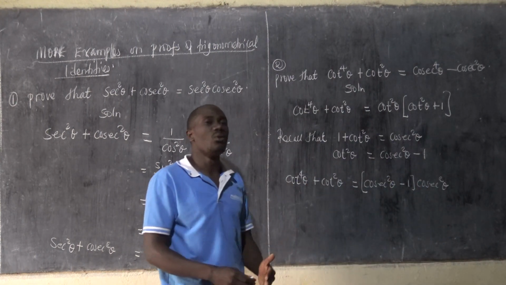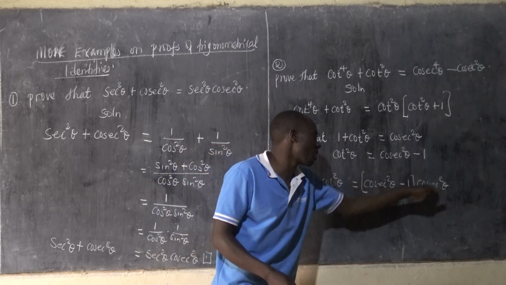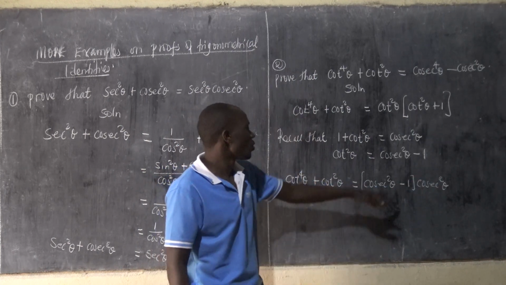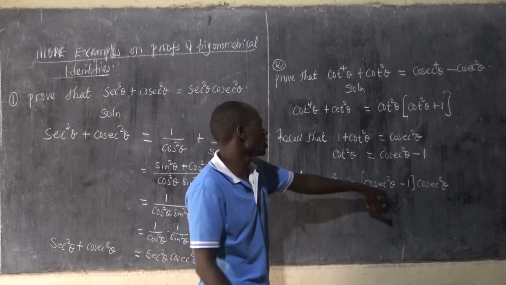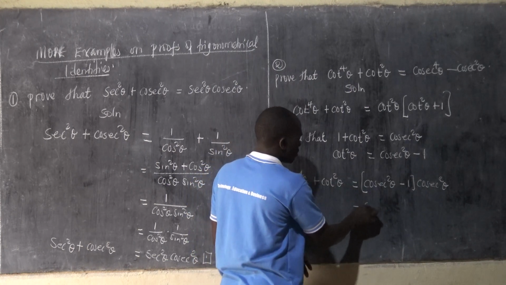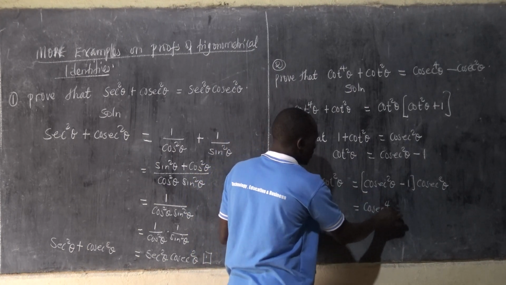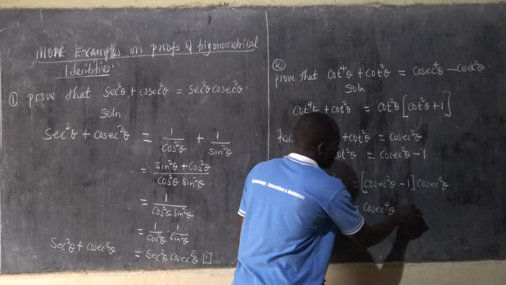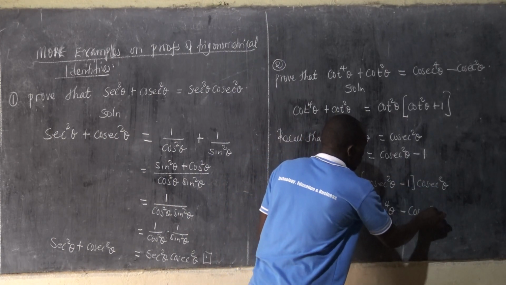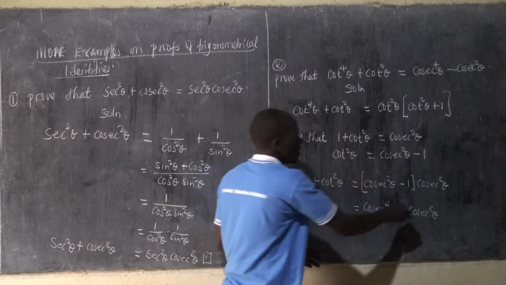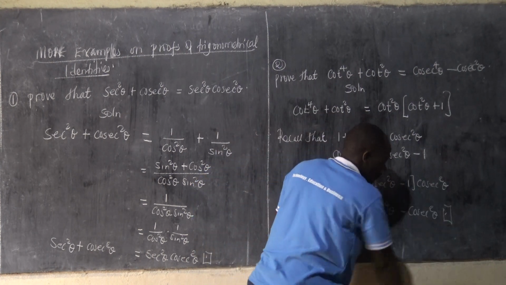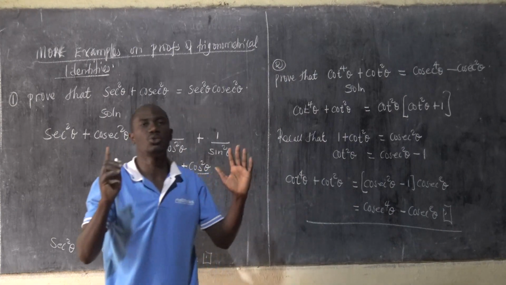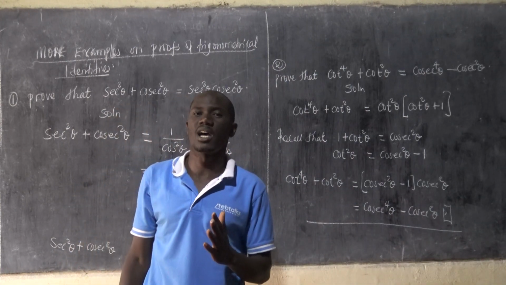So from there, we are free to open the brackets. We insert in the cosec squared. Cosec squared theta times cosec squared theta, I'm getting cosec power 4 theta, minus cosec squared theta times 1, we're getting cosec squared theta, which is what we wanted, hence proved. So this is what we can do as far as proofs are concerned.